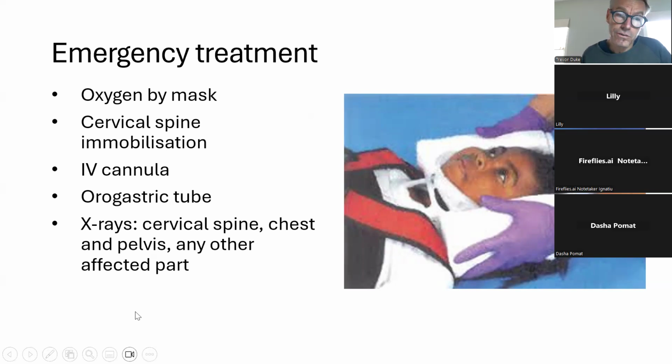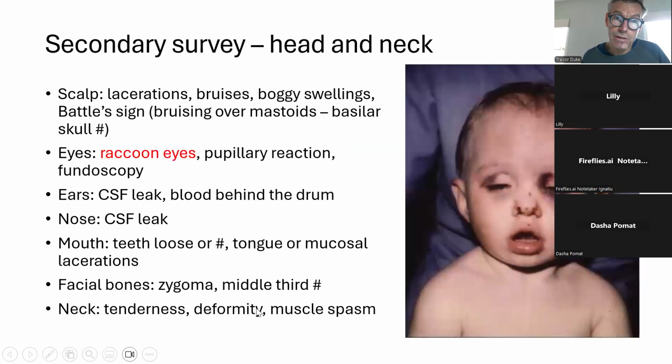And then get a series of x-rays. In the trauma series of x-rays, which you can get in most places, is cervical spine x-rays, AP and lateral, a chest x-ray to assess the child's ribs and lungs and chest, and a pelvic x-ray. They're the 3 x-rays, and then x-ray any other part that seems obviously affected by the trauma. That requires a secondary survey and a secondary examination.